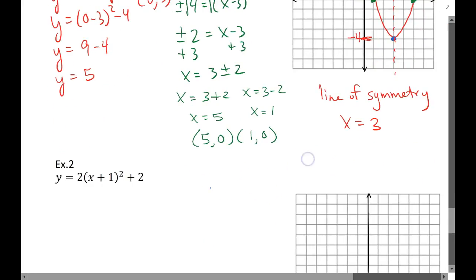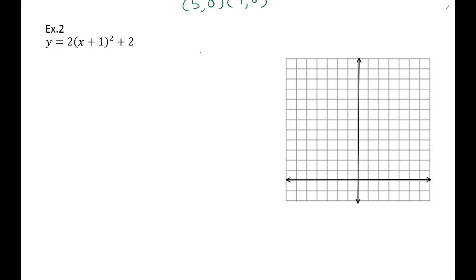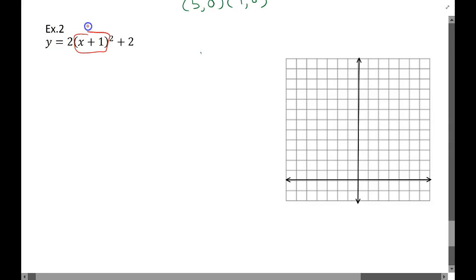All right, let's take a look at our next example. The first thing we want to do is identify the vertex. Again, we want to look inside of our parentheses and determine what makes a 0. We see that -1 + 1 is 0, and so our vertex is going to be -1, 2.